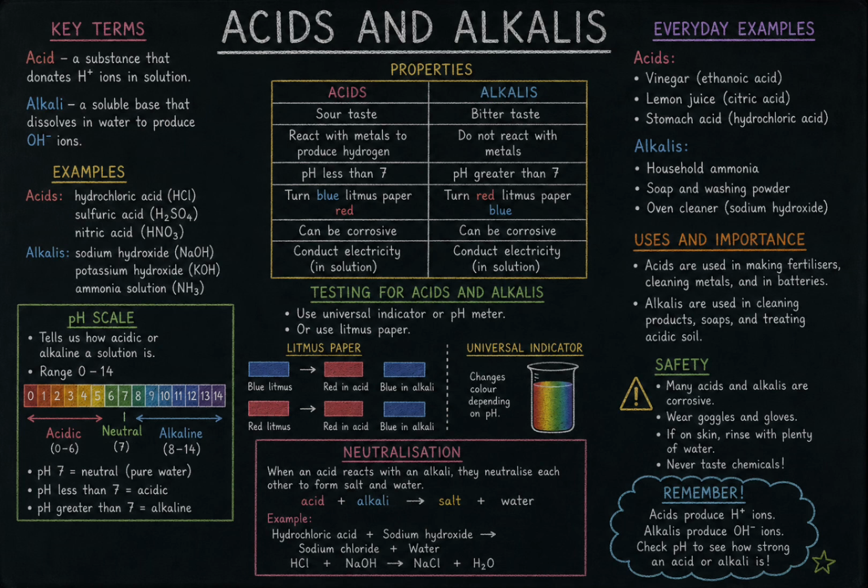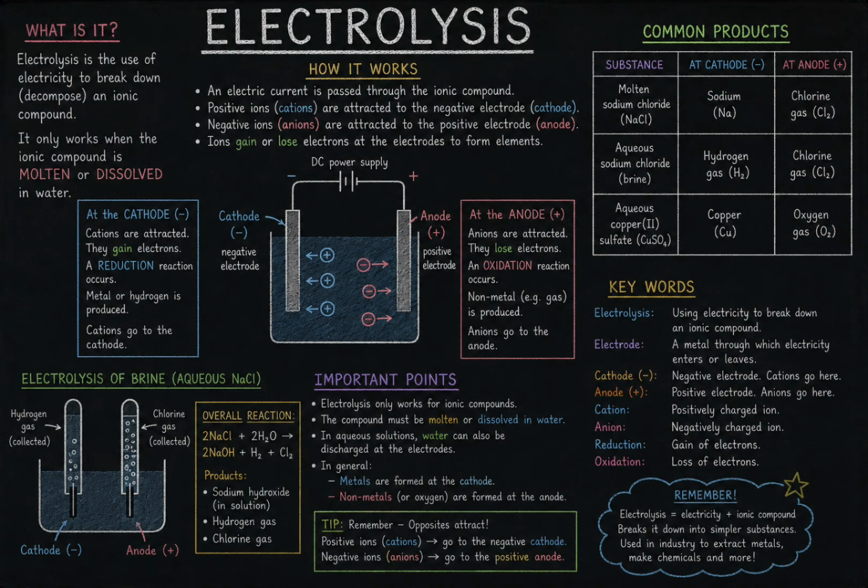Memory tip. Acids produce H+ ions. Alkalis produce OH- ions. 3. Electrolysis. Electrolysis means using electricity to split an ionic compound into simpler substances. Electrolysis only works if the ionic compound is molten or dissolved in water. This allows the ions to move.